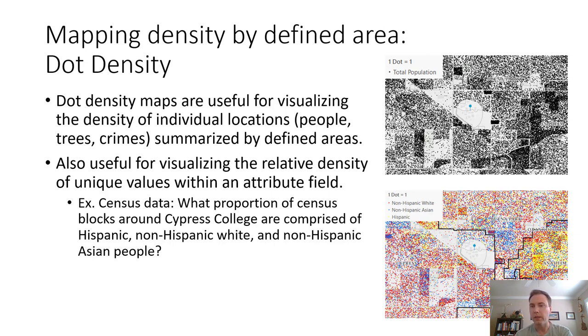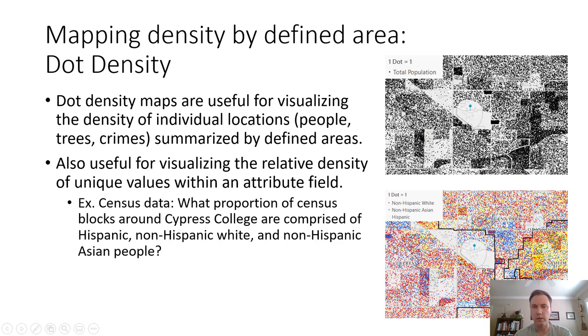Now, in the case of Cypress, it's a very multicultural, multi-ethnic city. Obviously we've got Cypress here, with Buena Park to the north, Anaheim to the east. And just visualizing it, you can see that there seems to be a fairly large Asian cluster just to the northeast of the campus.